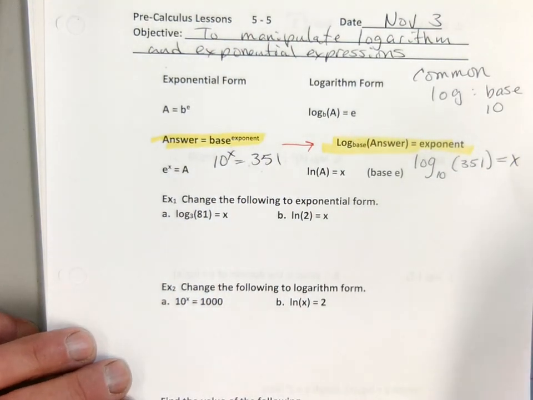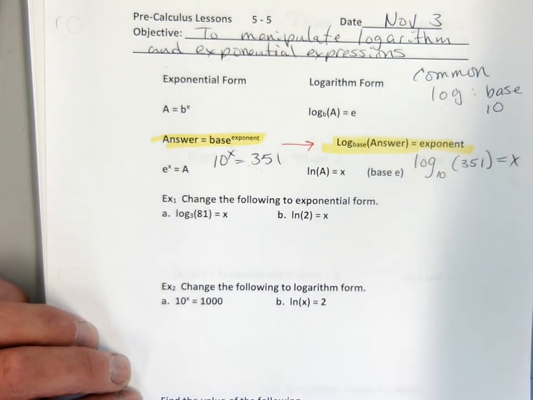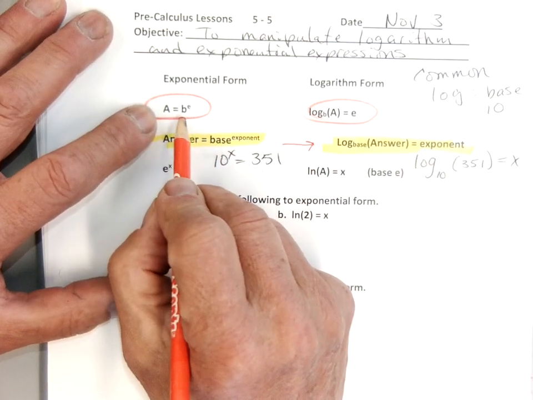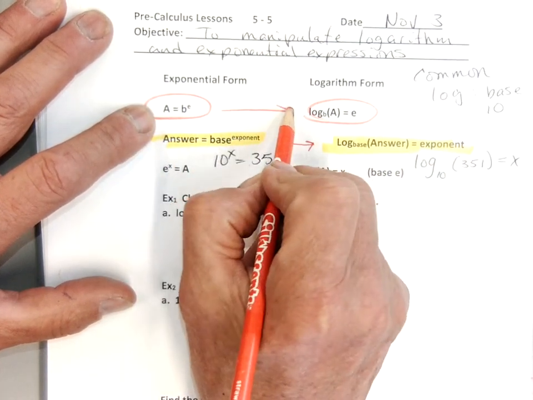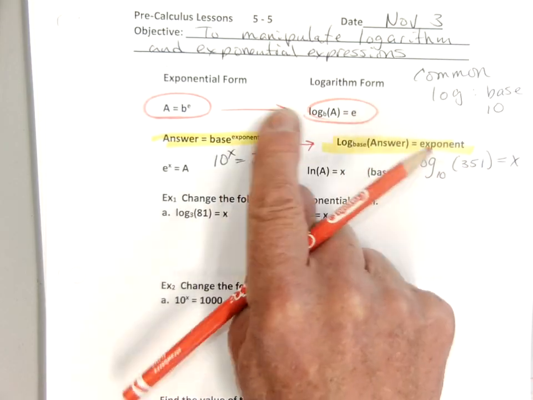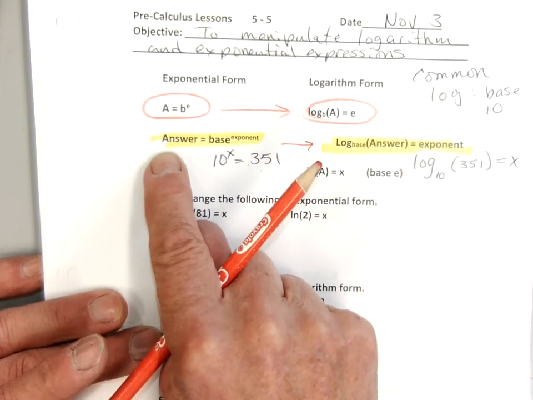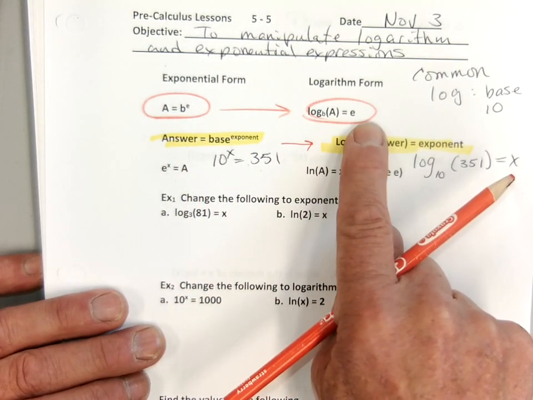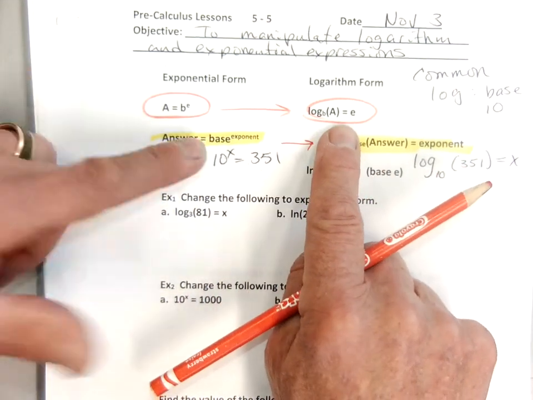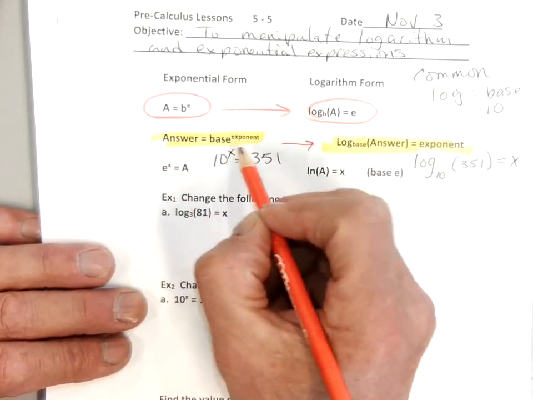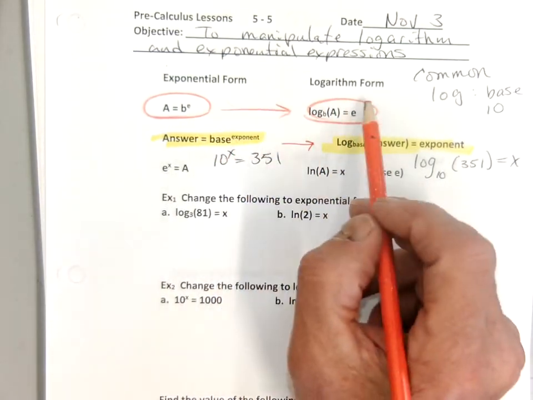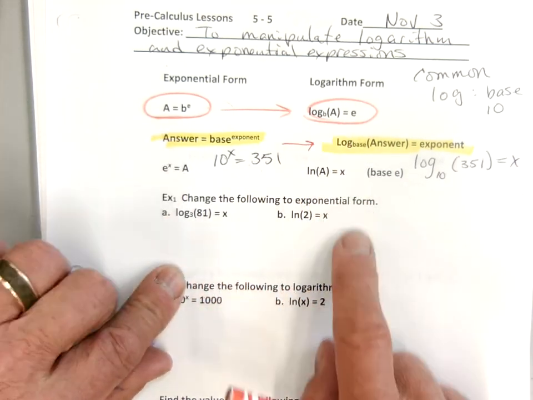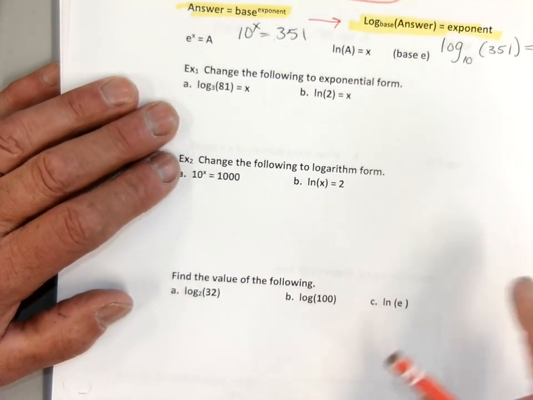So then what I did is a little shortcut, so I didn't have to write the words. Answer equals base to the exponent, rewrite it: log of the base of the answer equals the exponent. Same thing, but using symbols, so I don't have to write it all out each time. This is kind of like our rule, but it's subscript, okay? So, let's take a look at example 1.